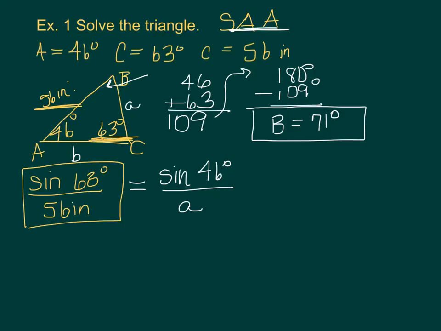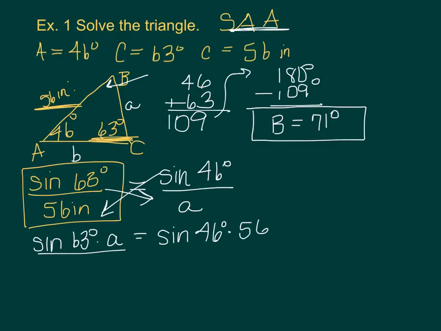And then I just cross multiply. Make sure your calculator is in degree mode. So you're going to do sine 63 degrees times A equals sine 46 degrees times 56. Get A by itself. And you should get approximately 45.2 inches.